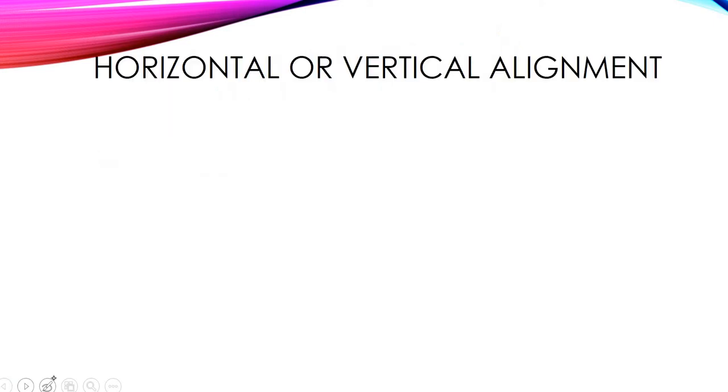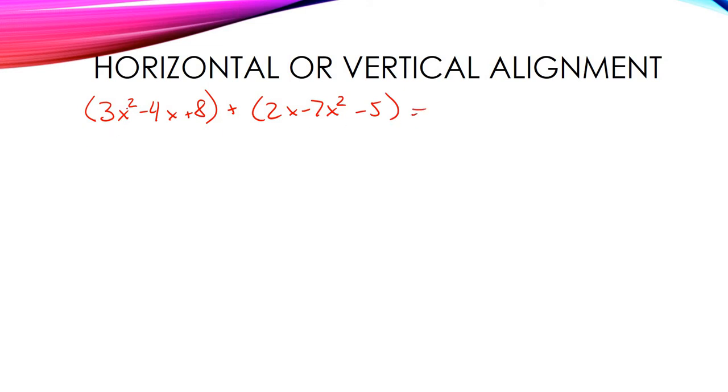Okay, so there's one other thing we can look at here. We can arrange these in a horizontal or vertical alignment. We have been doing everything horizontally. So when we first did this problem, our addition problem, 3x squared minus 4x plus 8 plus 2x minus 7x squared minus 5, we had things lined up horizontally, and we just worked from here, left to right. 3x squared minus 7x squared, negative 4x plus 2x, and 8 minus 5.